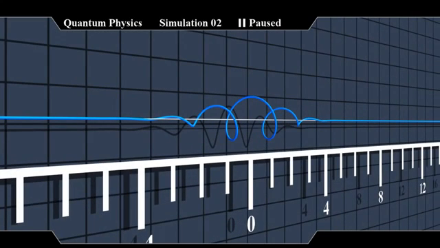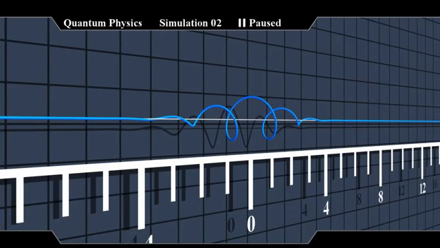The wave function is rotating around the main axis, and its distance from it varies. Here, for example, the distance is high. Here it is lower. And here even lower still. The particle is more likely to be found at a position where the distance is high, so it's more likely to be found here. Less likely to be found here. And even less so here.